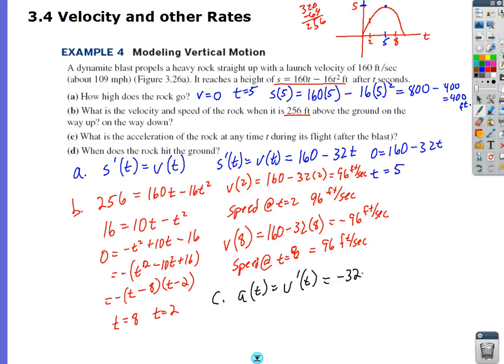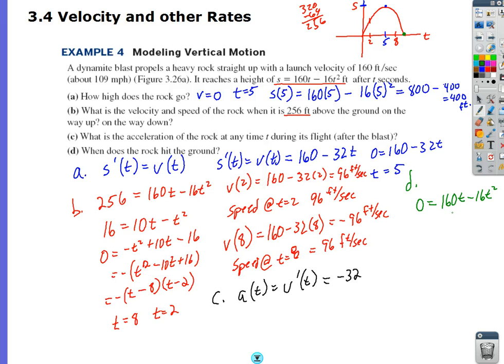Finally, part D. So part D is asking for, when does the rock hit the ground? So this last part here is telling me, hey, when does it hit the ground? In other words, when is the position 0? So I can go ahead and say my position is 0, or s is equal to 0. And that's going to happen with 160t minus 16t squared. And that's going to tell me when my position is 0.